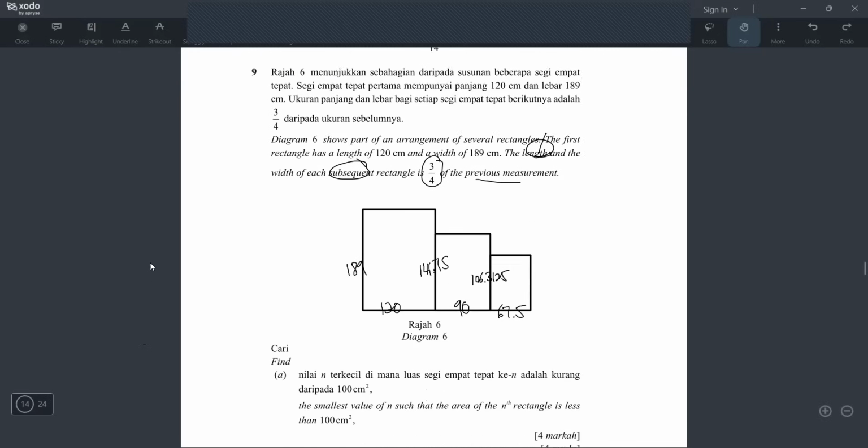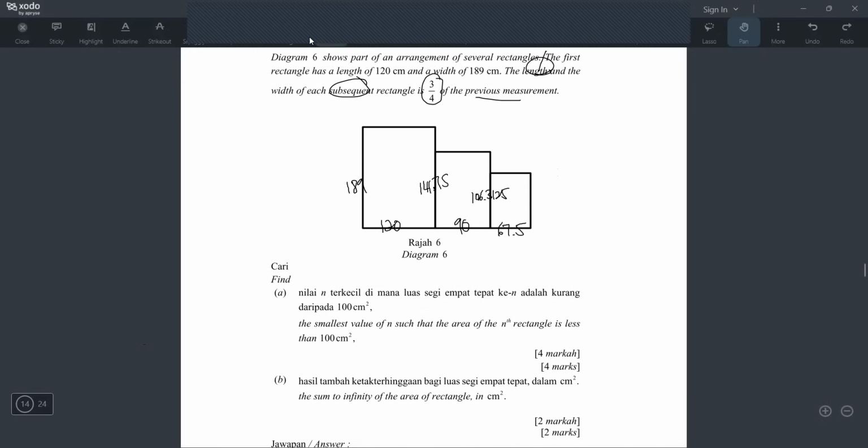So now this is the very important part. We have to read very carefully and see what they want. Find the smallest value of n such that the area of the nth rectangle is less than 100. So I'm trying to find n where the nth rectangle is less than 100. So can I write a progression using the length or the width? Of course cannot, because I need to know which rectangle has an area less than 100.